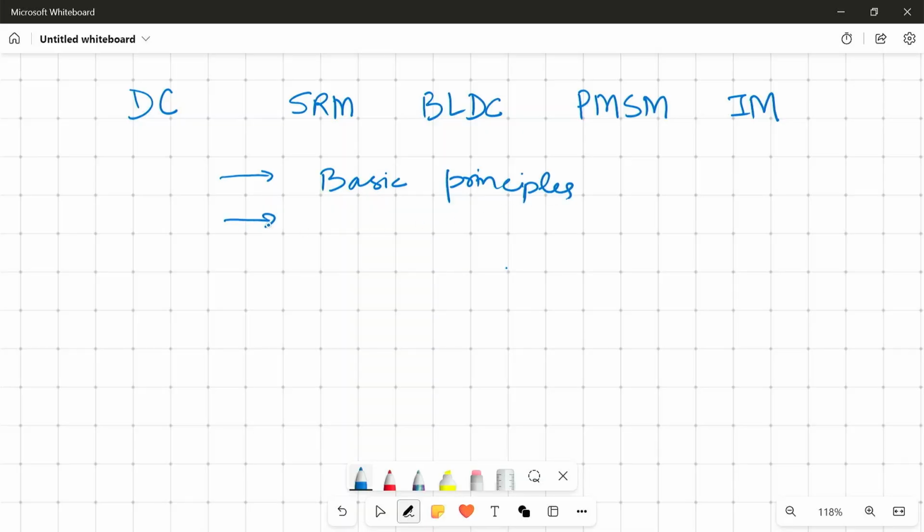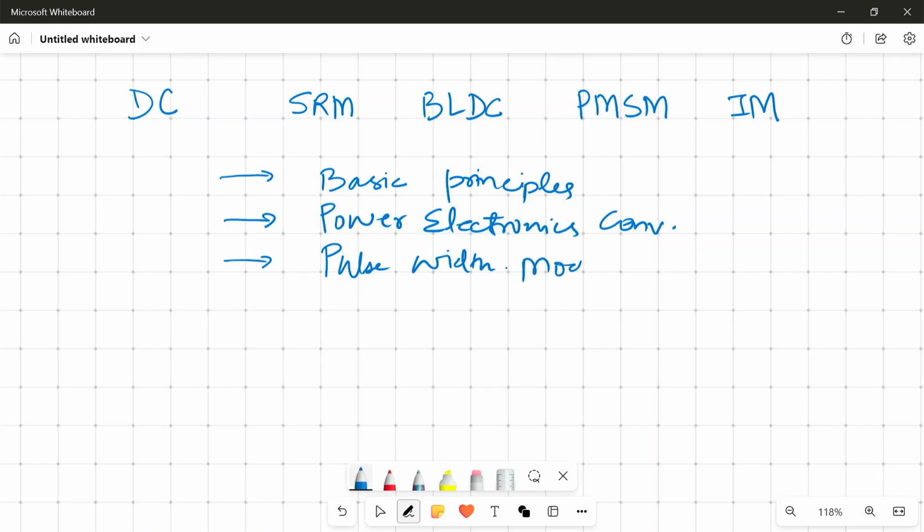Going ahead, we would discuss the requirements of power electronic converters for different machines. It could be a DC-DC converter, a DC to AC converter, or any other special type of converter. We would also have discussion on the pulse width modulation techniques, primarily required for the multi-phase AC machines, PMSM and induction motors.